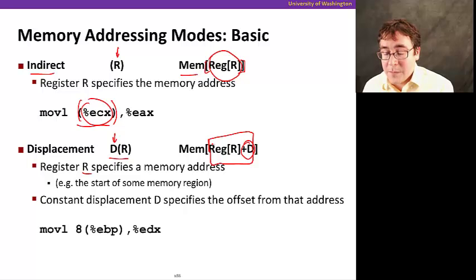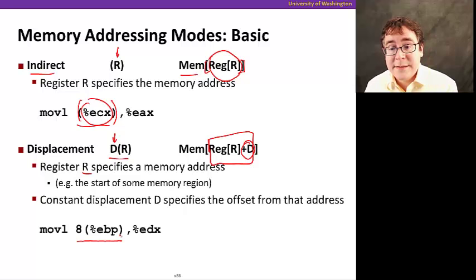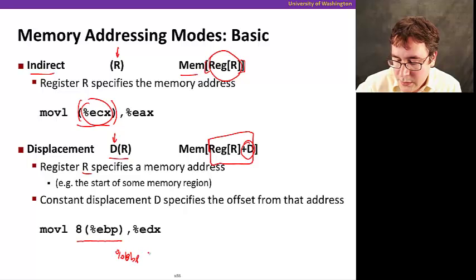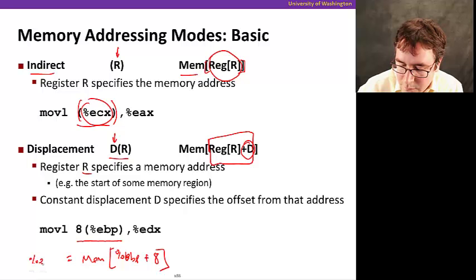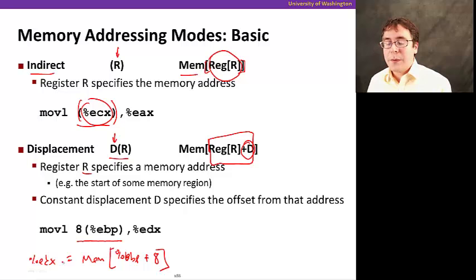For example, here what we're doing is getting the contents of EBP, adding H, and using that as the address to memory, and we're storing that into EDX. Easy, right? So now let's use these basic addressing modes in an example.